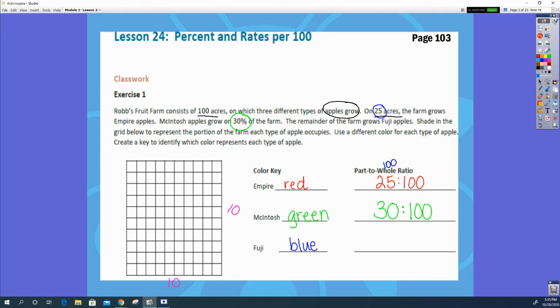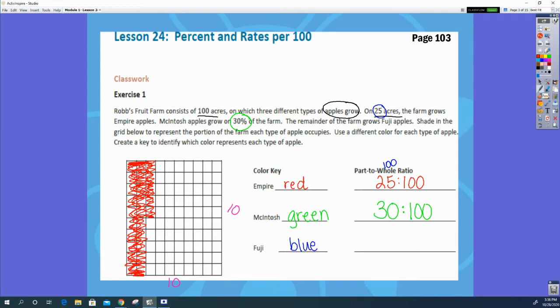Now, we know that each column has 10. So if I'm making 25, I would shade in 2 full columns and how much of another column? And half of another column. Now, if you notice, I am not getting fancy with this. Okay, so there's my 100-acre farm. What I'm shading in right now represents my Empire apples.